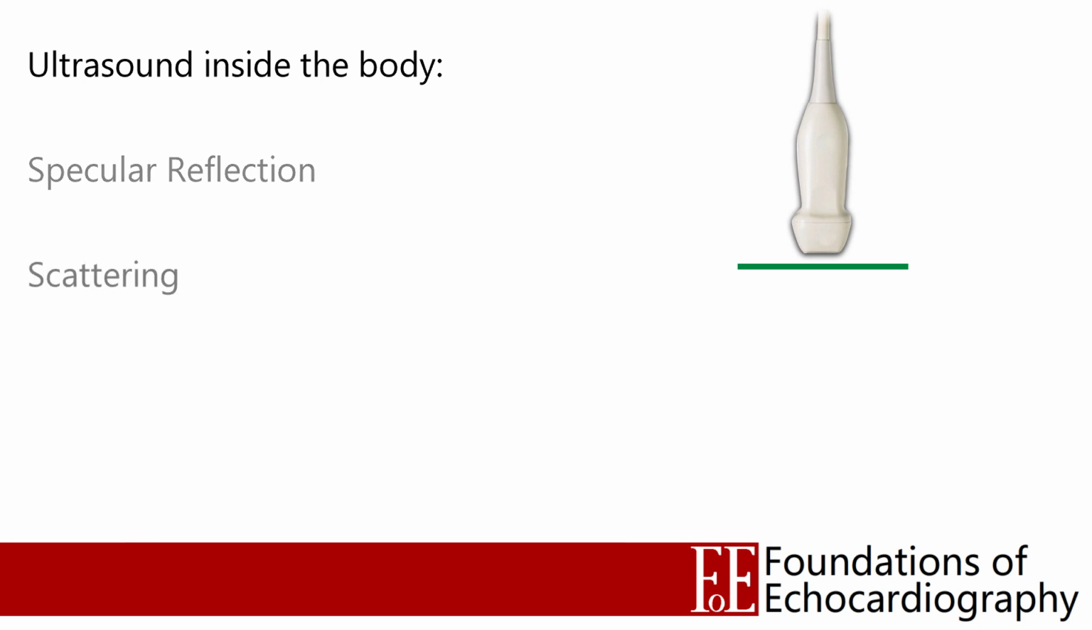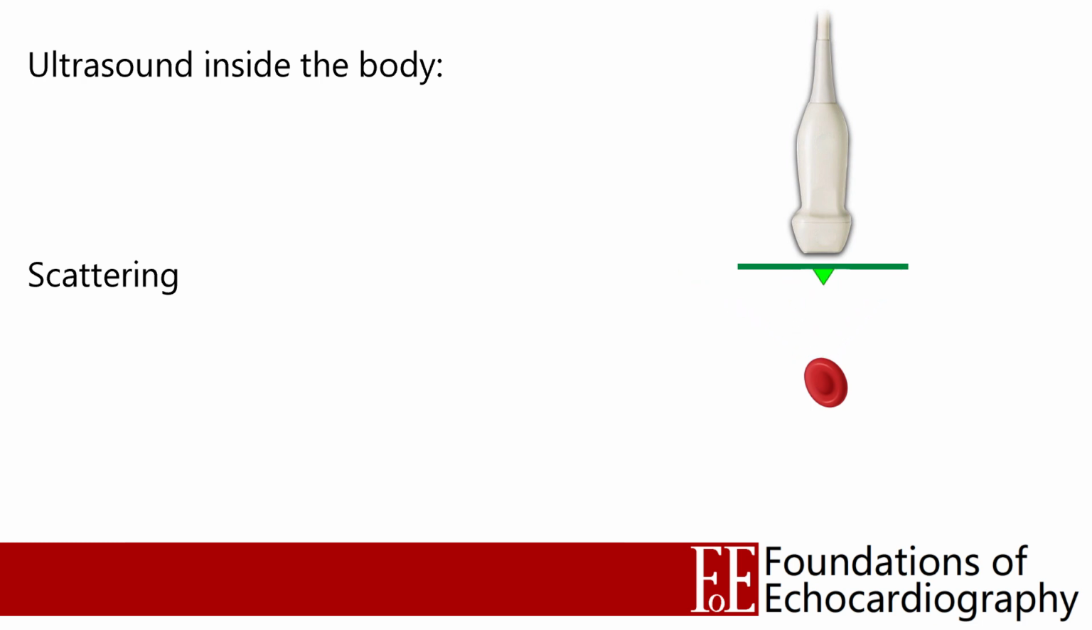The next interaction to consider is scattering. Scattering is a form of reflection that occurs when the ultrasound beam strikes a structure that is smaller than the wavelength of the transmitted beam. When scattering occurs, the energy is reflected in every direction, regardless of the angle of incidence.